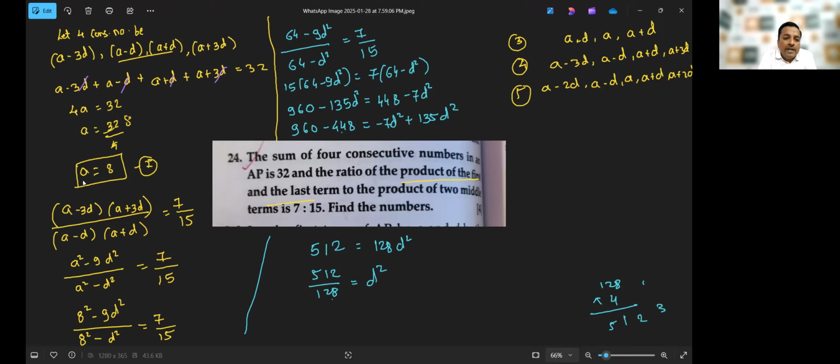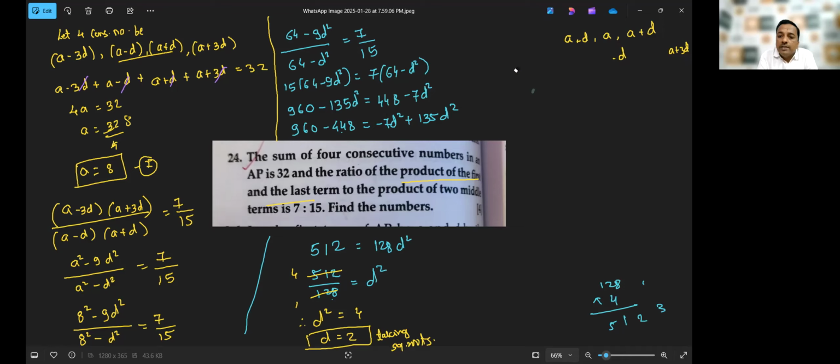और सेकेंड साइड इफ यू ऑब्जर्व केयरफुली, d square है, यानी जो भी नंबर आएगा परफेक्ट स्क्वायर ही आना चाहिए. So therefore d square is equal to 4, d is equal to 2, taking square root. Okay, now we have a and we have d. अब हमें क्या करना है आर्या? हमें फाइंड आउट करना है ऑल द टर्म्स. कैसे फाइंड आउट करेंगे? We have the terms.